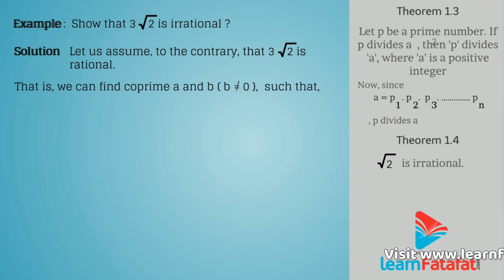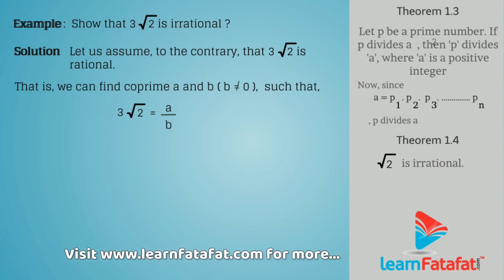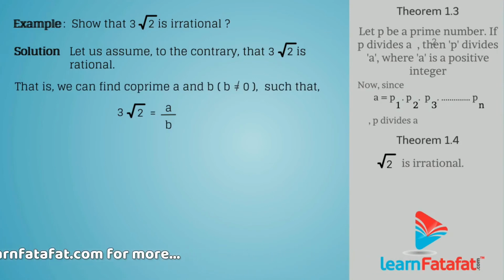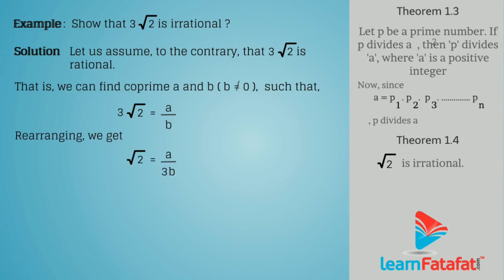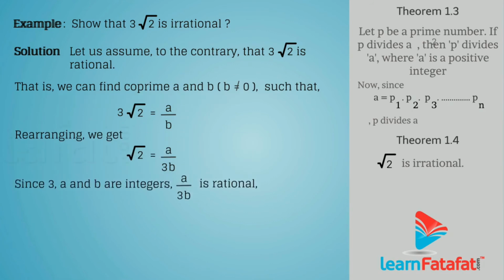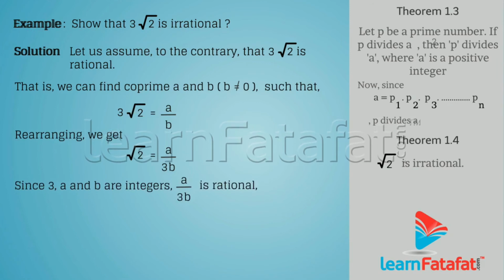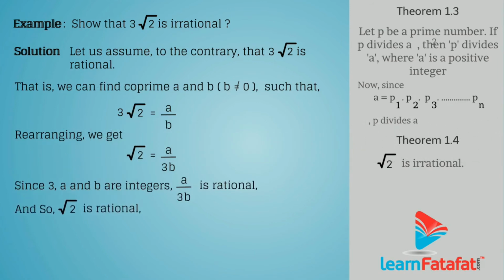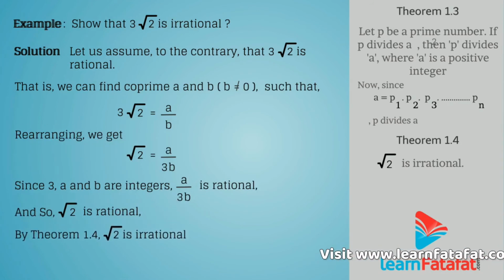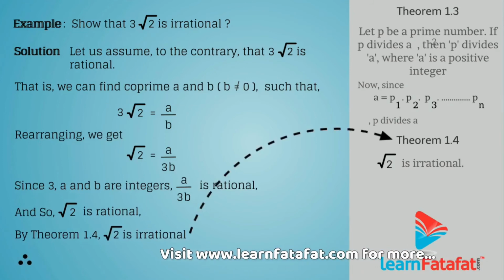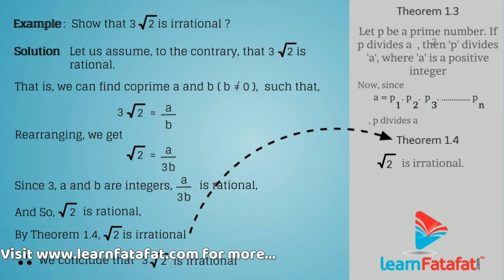That is, we can find co-prime a and b, where b is not equal to 0, such that 3 root 2 is equal to a by b. Rearranging, we get root 2 is equal to a by 3b. Since 3, a and b are integers, a by 3b is rational, and so root 2 is rational. But by theorem 1.4, root 2 is irrational. So we conclude that 3 root 2 is irrational.